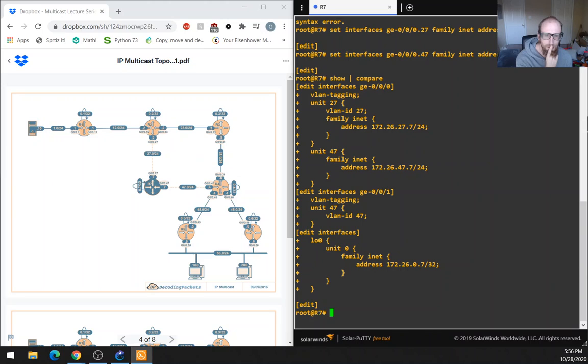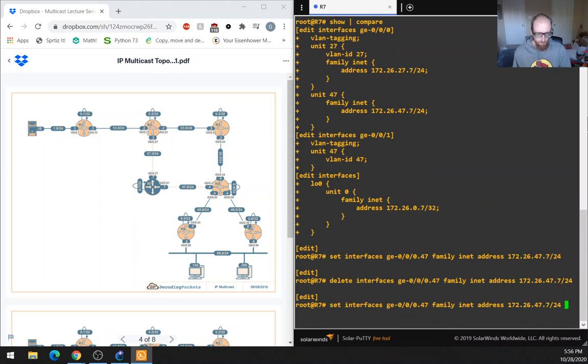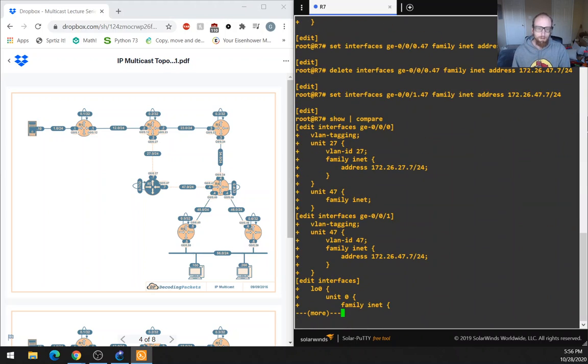Oops, so it looks like I made a mistake here. I configured, yep, I forgot to change this to a 1. So let's do a delete. Okay, oops, I did a set instead of a delete, so let's do a delete. Okay, and we'll go back and change it to a 1. And hopefully things look better now.